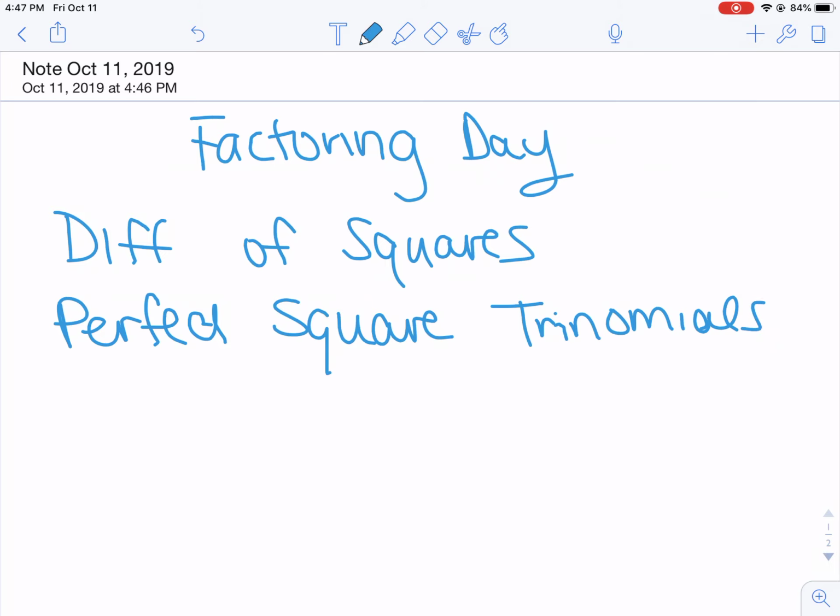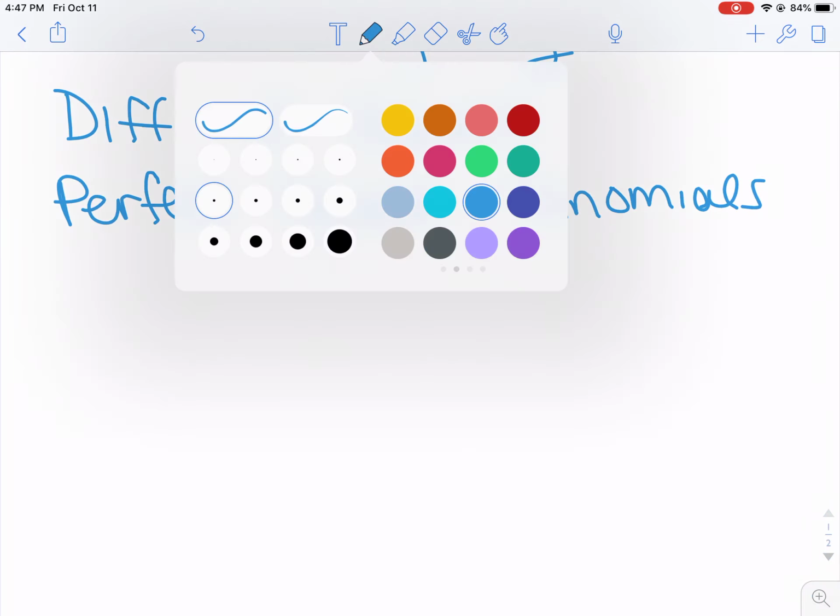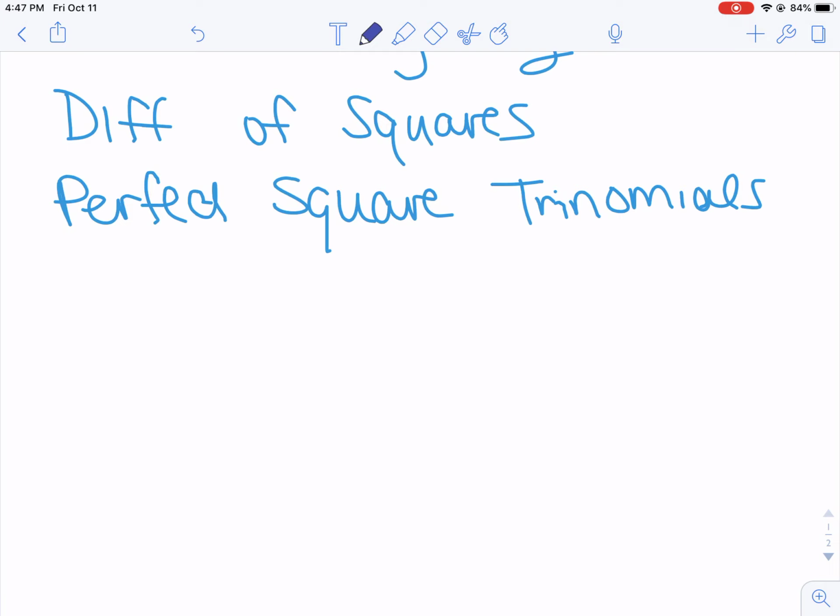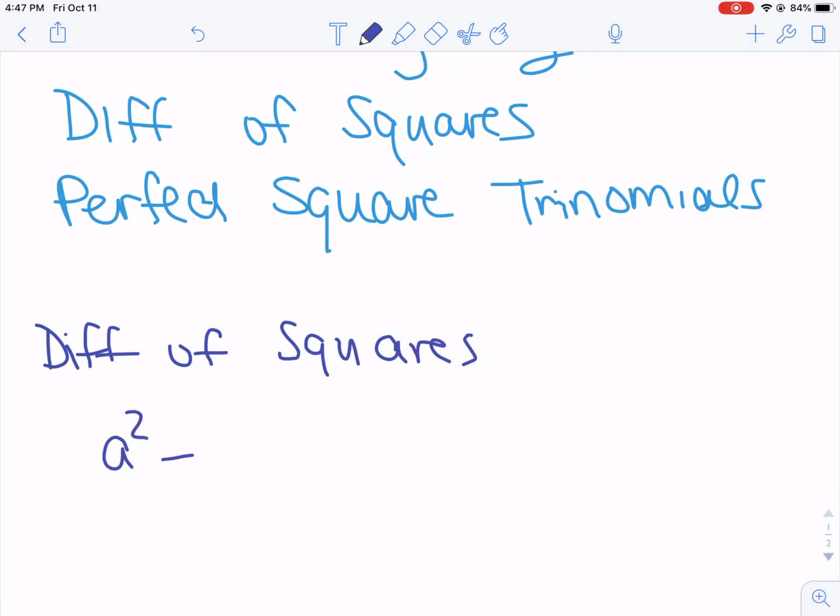All right, so let's start our attention by talking about just difference of squares. In class, we talked about a difference of squares is when you have a perfect square, like a squared, minus another perfect square, b squared, okay? And what ends up happening is it ends up factoring into a minus b, a plus b.